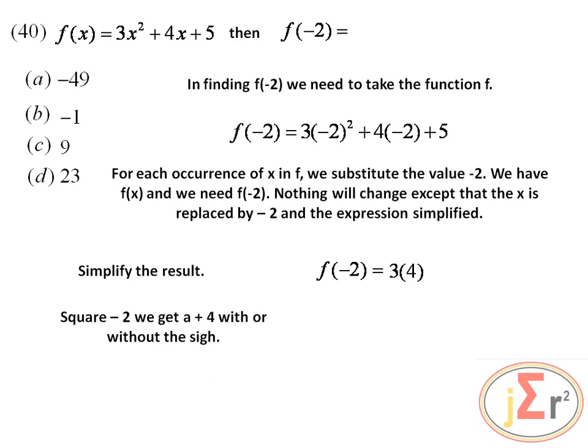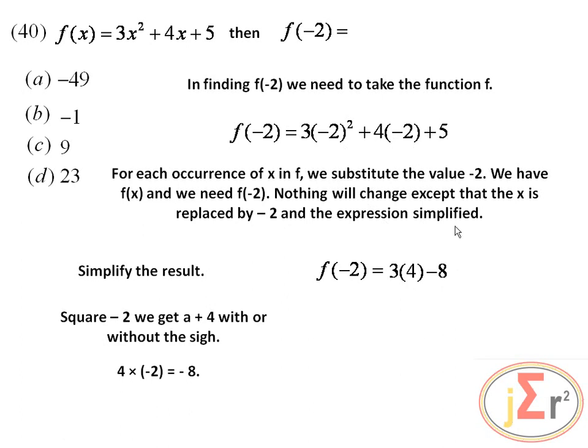Square negative 2, we get a positive 4, with or without the sign. So we may put the plus sign there, or we may not put it. So, positive 4. When we square a negative 2, we get a positive 4. Then we say 4 multiplied by negative 2, and that will give us a negative 8.